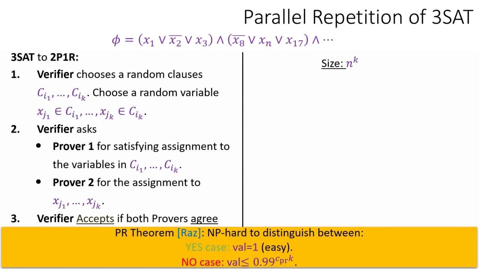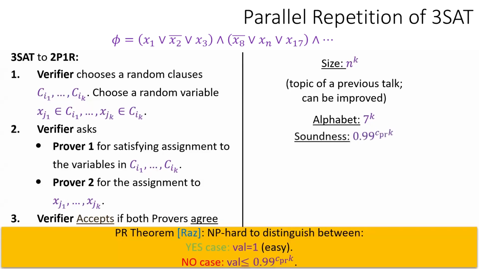So first of all, what is the size of the instance, which is completely analogous to the size of the witness from yesterday. It's really the same, just different language. So the size goes to the power k. That was the topic of yesterday, and we saw that you can improve it. So today we talk about something else. Now what we're going to complain about are the following two parameters, the alphabet and the soundness.